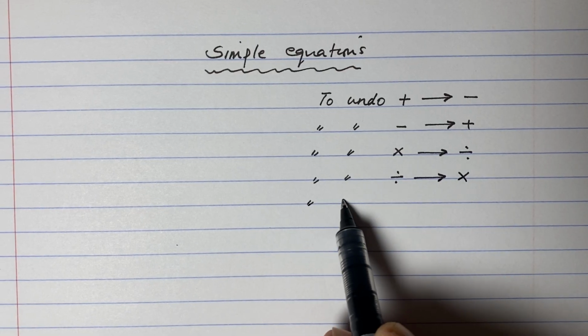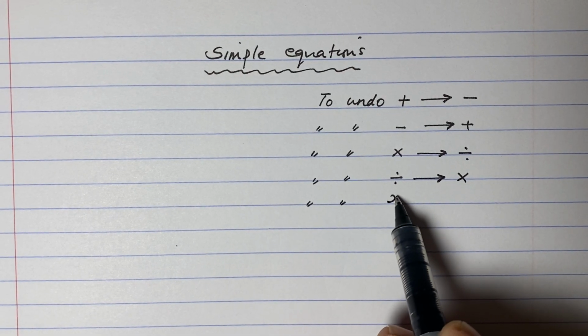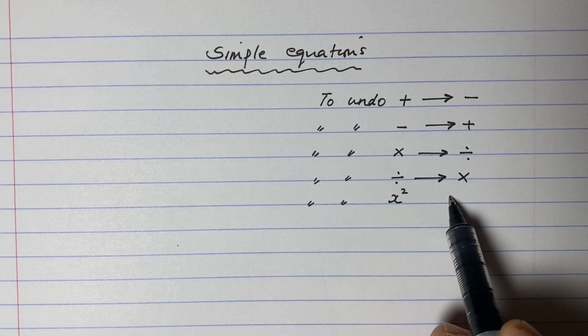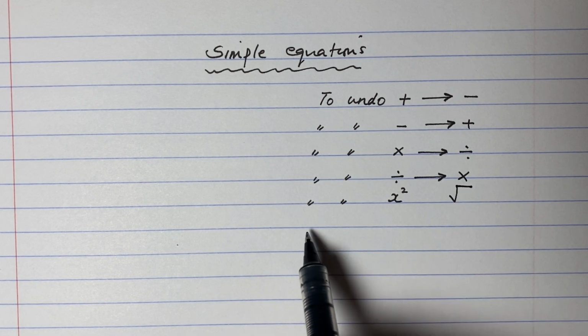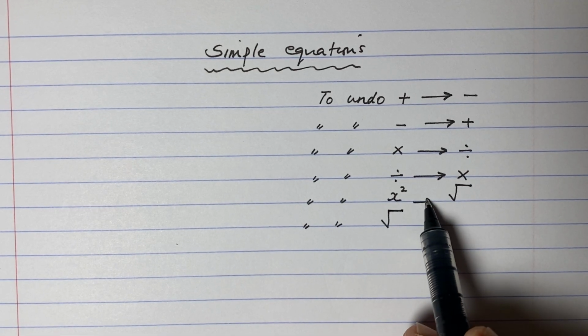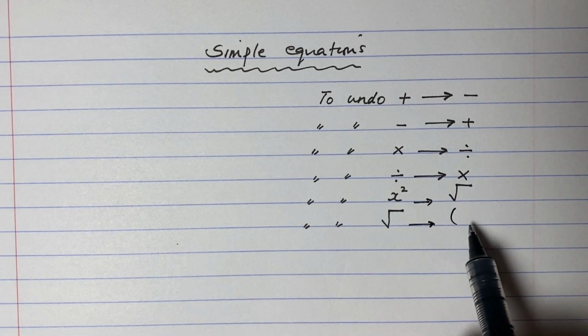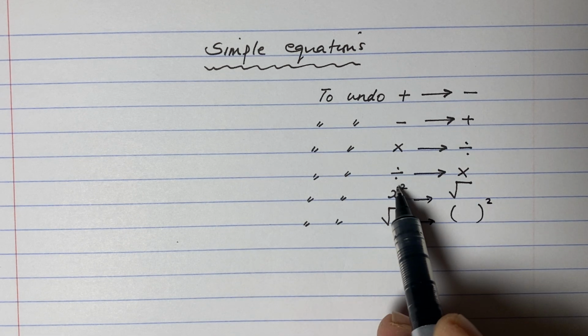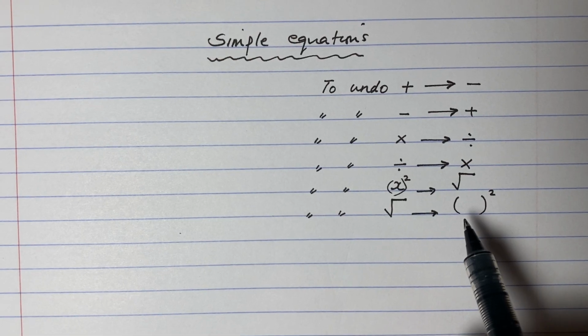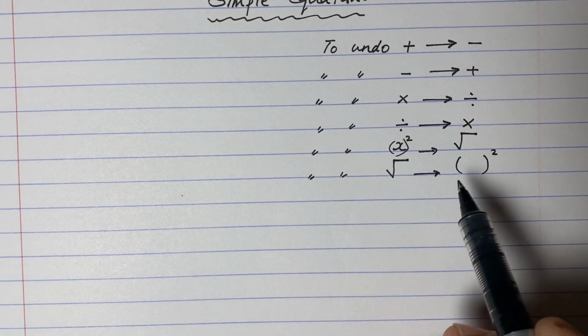Sometimes you have to undo something which is squared. Then you have to take the square root. Sometimes you have to undo square root, which is going to be square, whether it's x or whatever the function is. Let's have a very simple equation here.